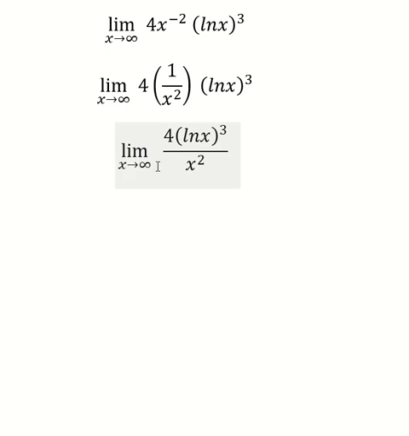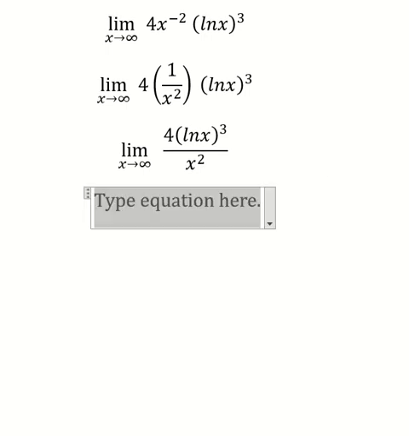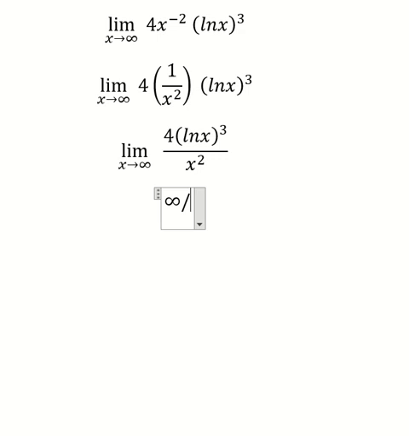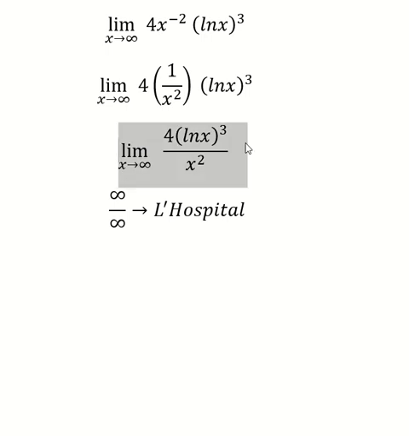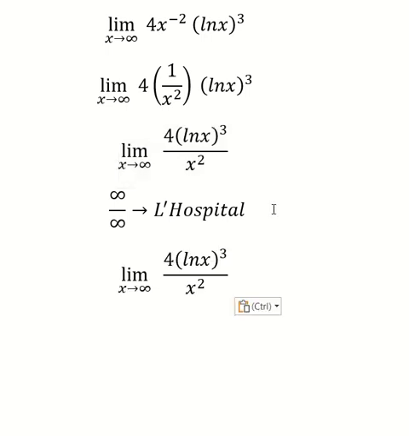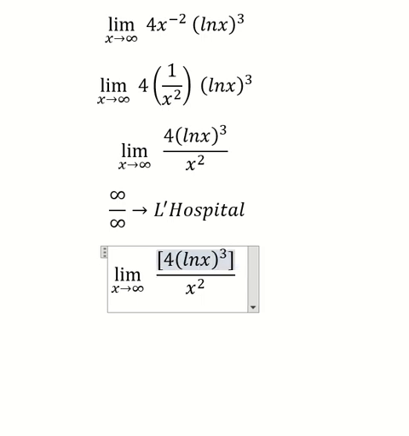Next, when s approaches positive infinity, this one will go to positive infinity. This one will go to positive infinity. So we have positive infinity over positive infinity, so you can use L'Hospital. That means we need to do the first derivative on the numerator and denominator.